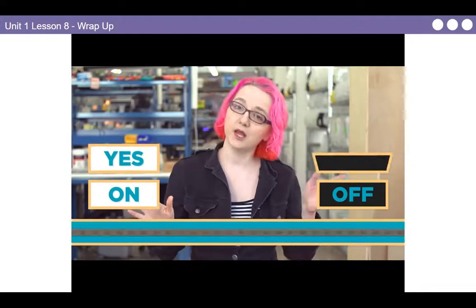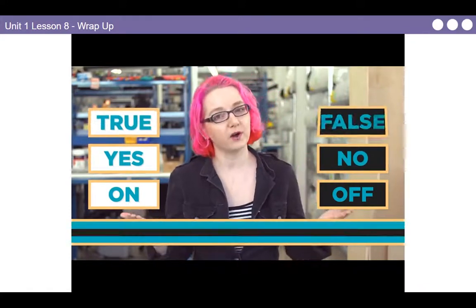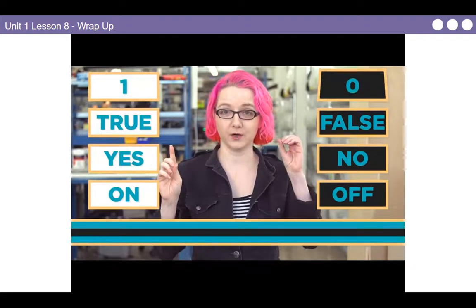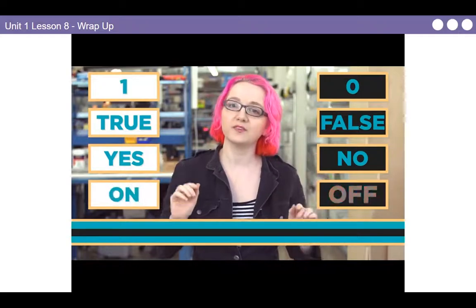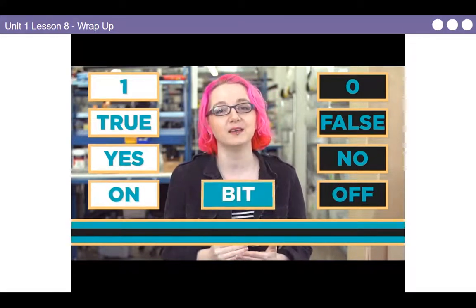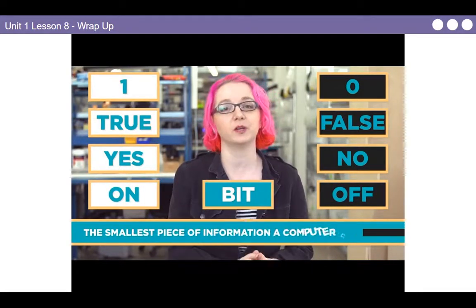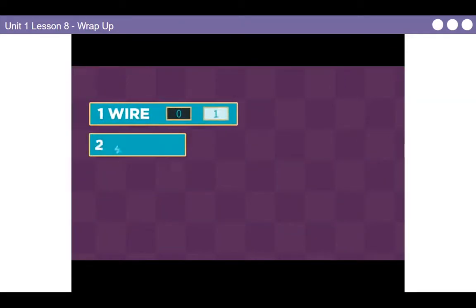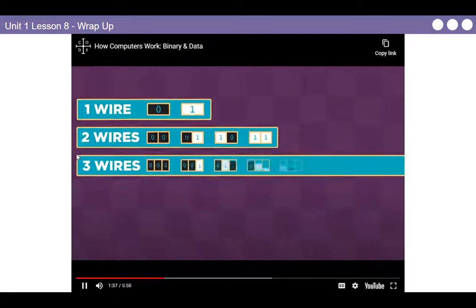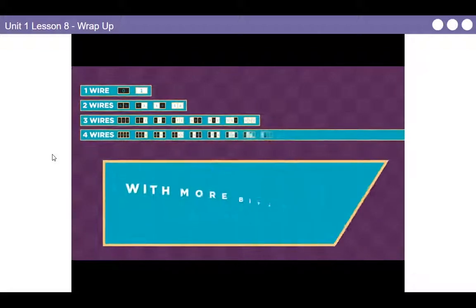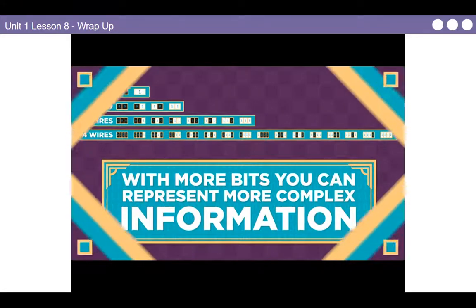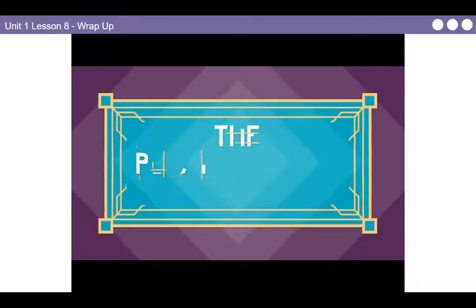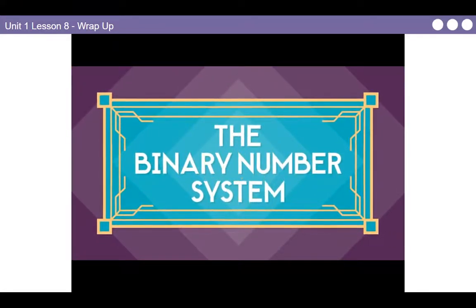With one wire, we can represent a yes or a no, true or false, a 1 or a 0, or anything else with only 2 options. This on-off state in a single wire is called a bit, and it's the smallest piece of information a computer can store. If you use more wires, you get more bits. More ones and zeros, with more bits, you can represent more complex information. But to understand that, we need to learn about something called the binary number system.